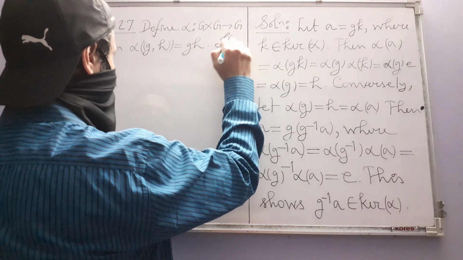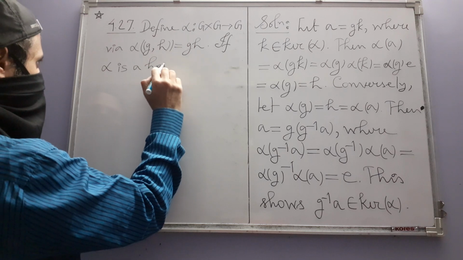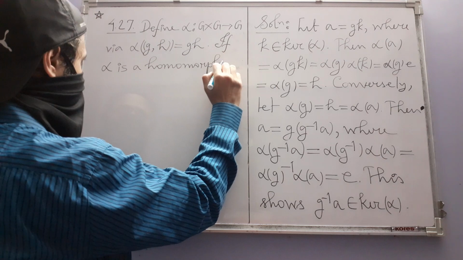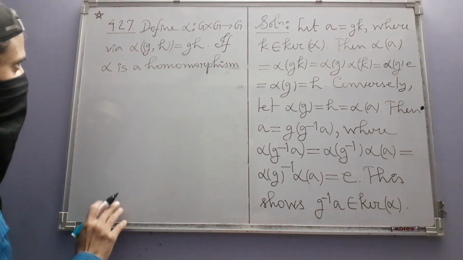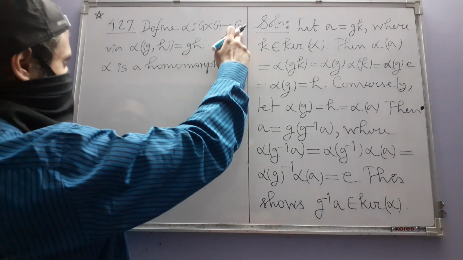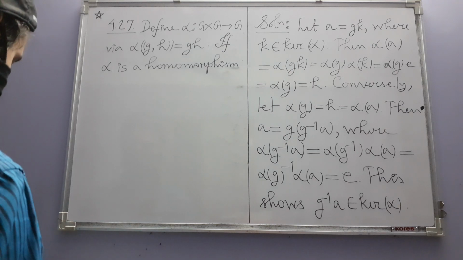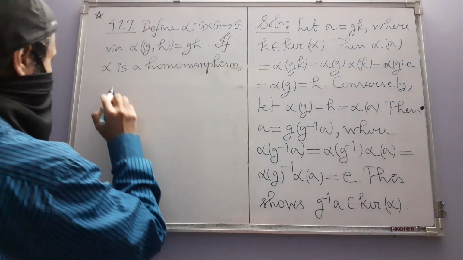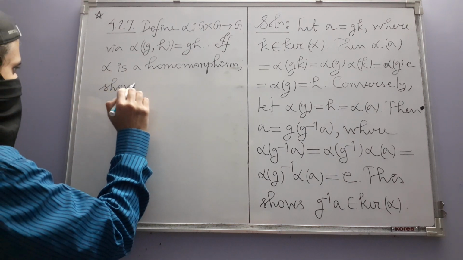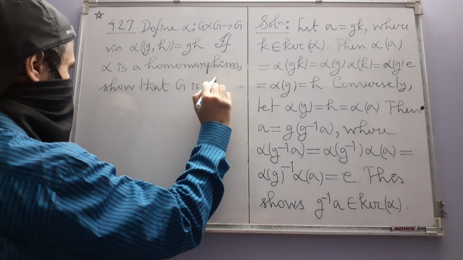Now, if alpha is a homomorphism, that restriction can be imposed on alpha, because this Cartesian product itself is also a group, and G of course is a group. So we may assume that this alpha is a homomorphism. Then the consequence is this: show that G is abelian.